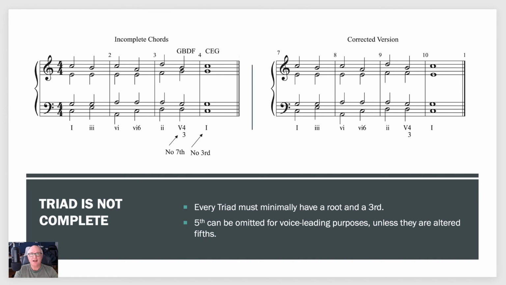But every triad must minimally have a root and a third. The third gives us the quality. If I have a C major triad, what makes it major is that third. C minor triad, that's what makes it sound minor. So you want to look very carefully at your spellings. That's why I have trained you at the very beginning to write the names of the triad or the 7th chord above the figured bass, just to double check.